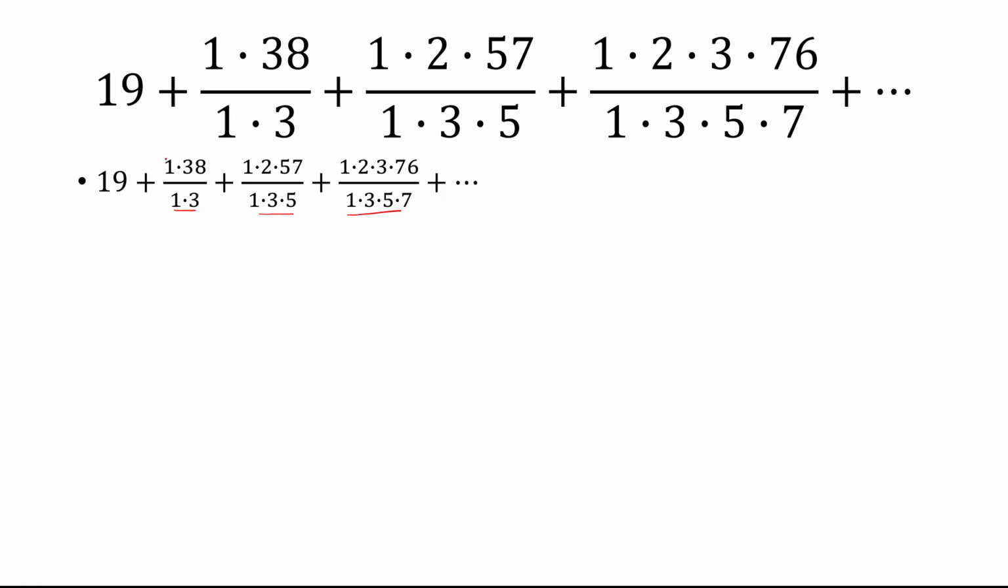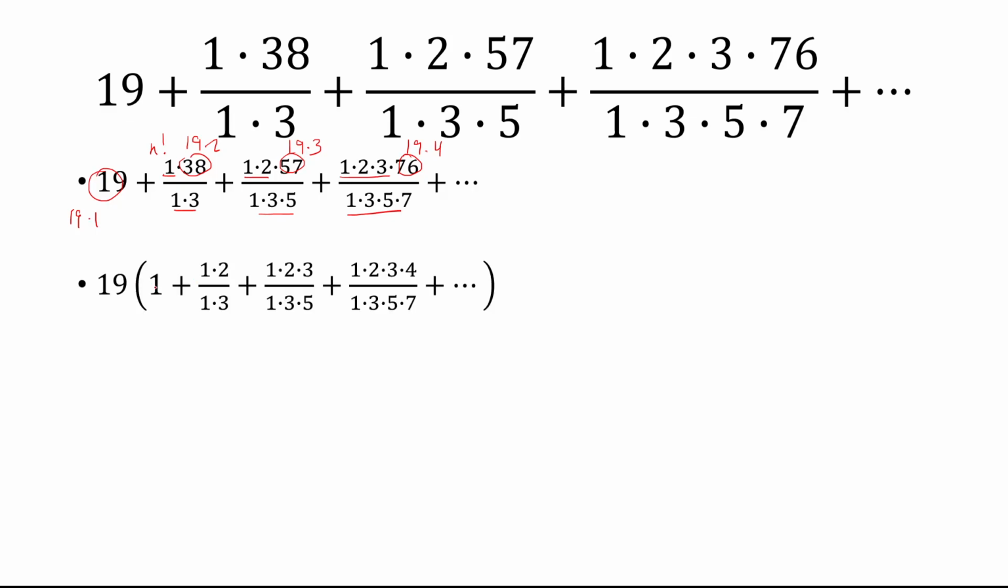And then in the numerator we have 1, 1 times 2, 1 times 2 times 3. So that's going to be n factorial there. But then we have 38, 57, 76, and over here we have 19, which is obviously 19 times 1, 38 is 19 times 2, 57 is 19 times 3, and 76 is 19 times 4. So with that in mind, we're going to factor out a 19, and then things look a lot simpler.